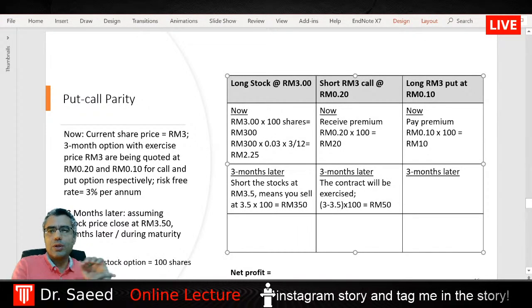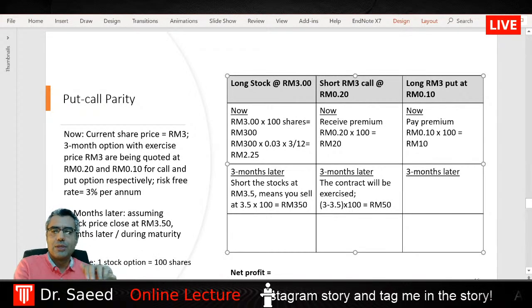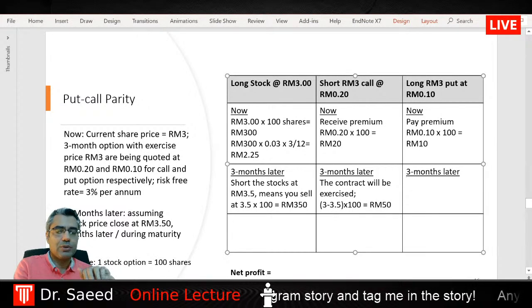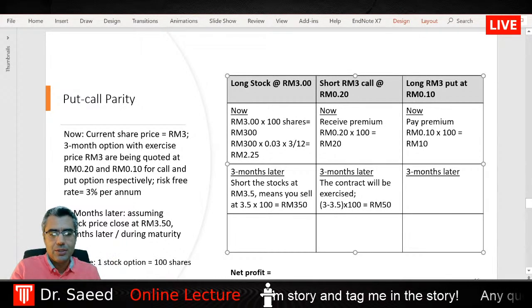And what about the one long 3 ringgit put? Long put means you expect the price goes down, but the price went up, so you won't exercise it.